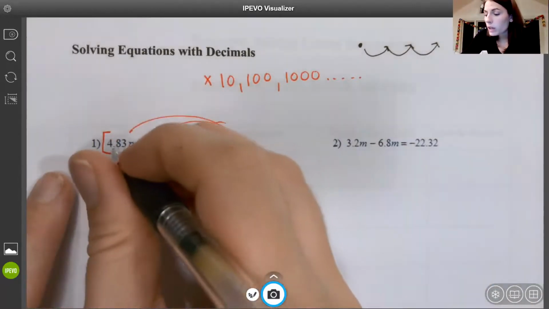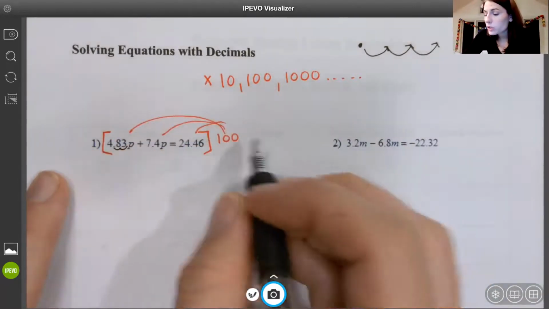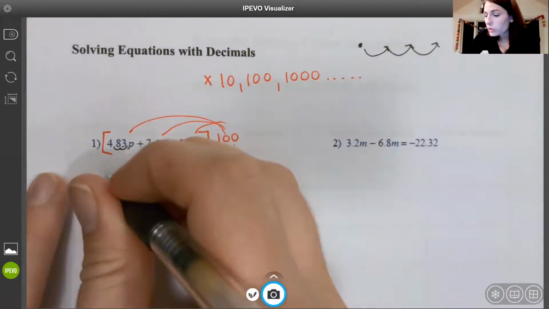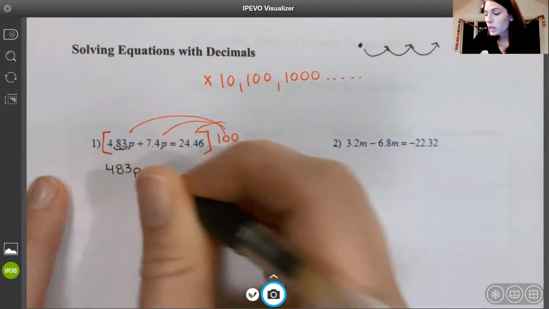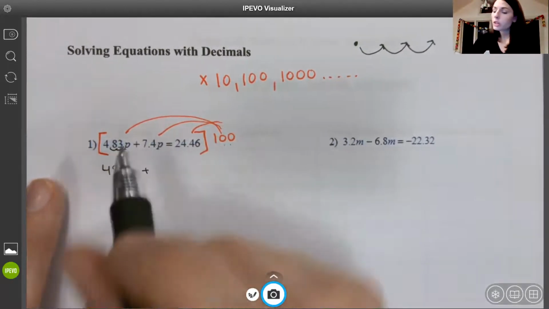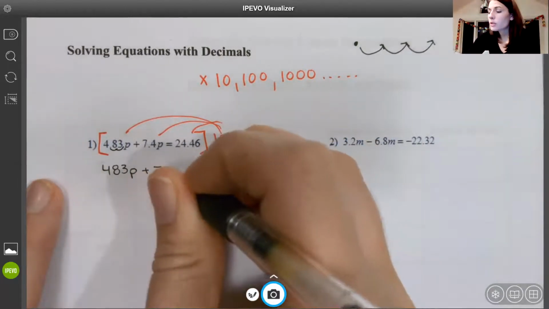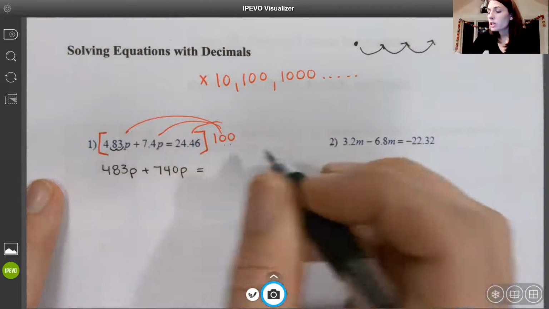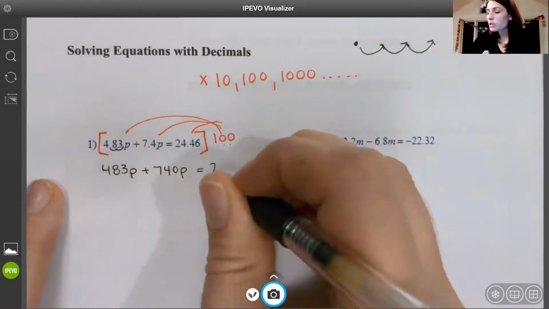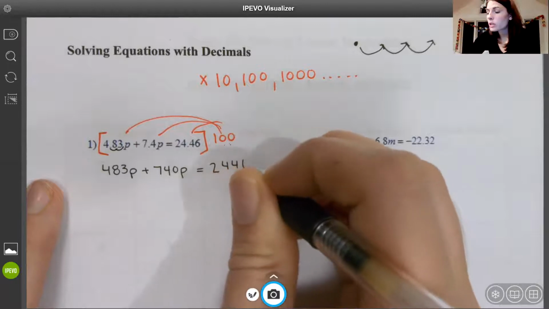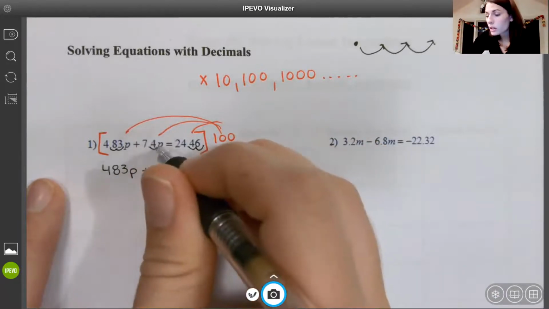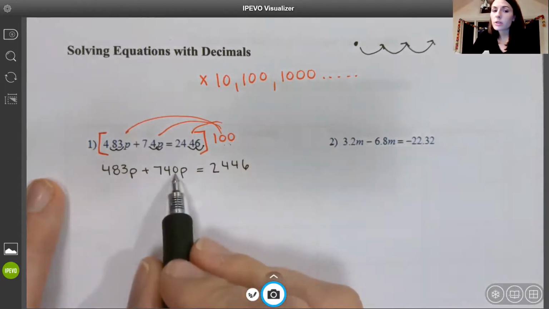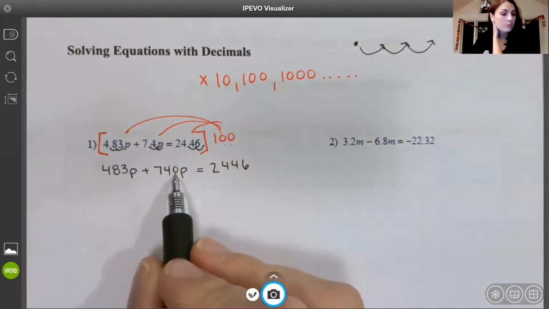So if I move my decimal place over 2, or multiply by 100, on the first term, it's going to give me 483p. Plus multiplying by 100 on the next term gives me 740p equals multiplying by 100, 2,446. Okay, moving over 2 decimal places. And notice here, I just added a 0 in for that extra decimal place.